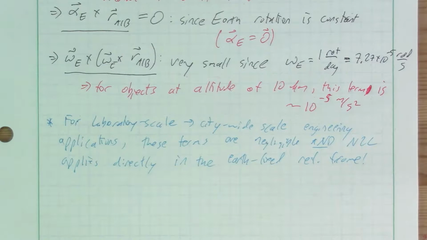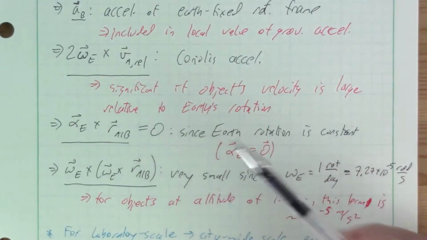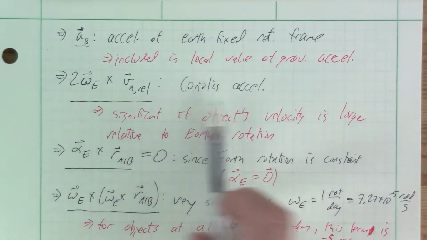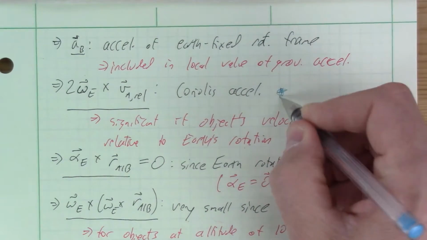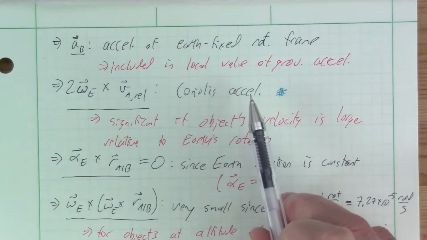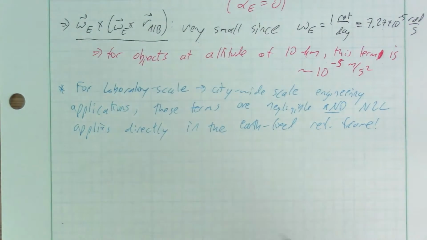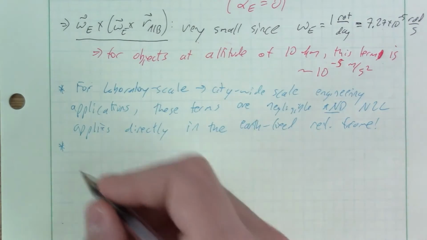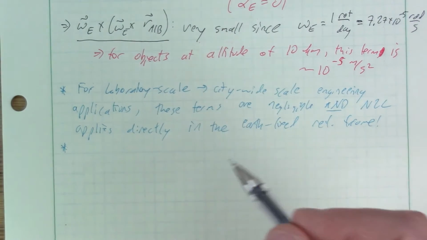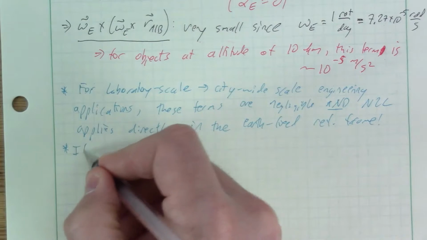Okay. Now, if a term does turn out to be significant, so if one of these terms, after our careful analysis and comparing the scales of the system, turns out to be non-negligible, like this one, that's the most likely candidate for one that we need to be more careful with, called the Coriolis acceleration. Then we can include it. We can have a modified Newton's second law here.